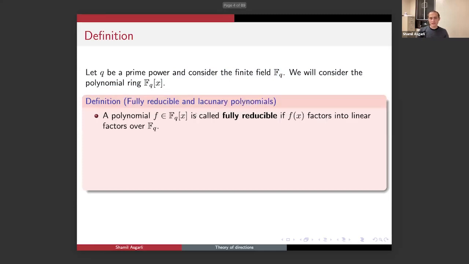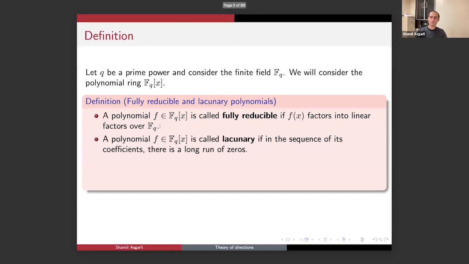A polynomial in one variable defined over F_q is called fully reducible if the polynomial factors into linear factors over F_q. So fully reducible means that the factorization of the polynomial is as decomposable as possible. It decomposes completely into linear factors. Of course, we know that every polynomial factors into linear factors over the algebraic closure. But the whole point of fully reducible is that it factors over the ground field, in this case, F_q.